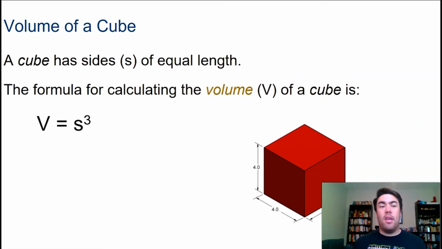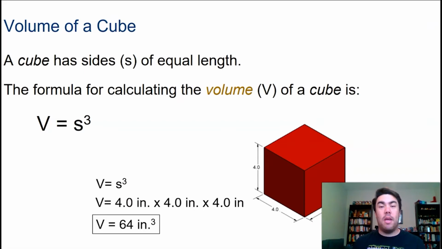So for example, we have a cube that has sides of equal length. Here we have a cube with a side length of 4. The formula for calculating the volume of a cube is side cubed. So we'd do 4 times 4 times 4, which would give us a volume of 64 cubic inches.